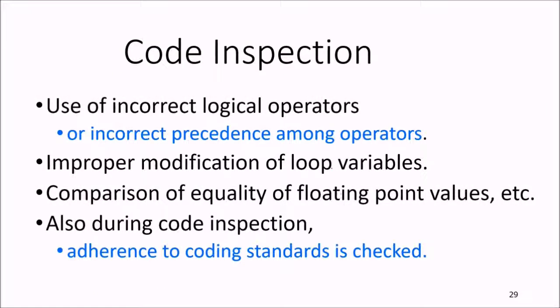In code inspection, use of incorrect logical operators can also be found. You know how the precedence of operators is defined in a programming language, so if you incorrectly use the operators, they may lead to errors. Loop variables defined inside a loop, if modified improperly, will be a problem. Also, comparison of equality of floating point values may be a problem because there will be a loss of precision. During code inspection, adherence to coding standards is also verified. This is very important. Code inspection checks how much you have followed the coding standards that you are supposed to follow.